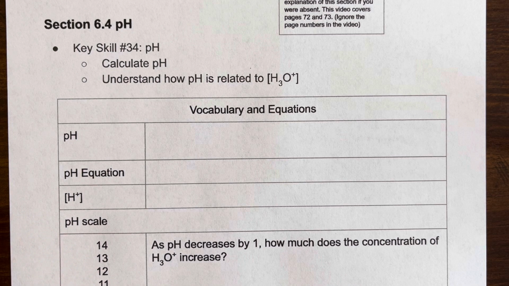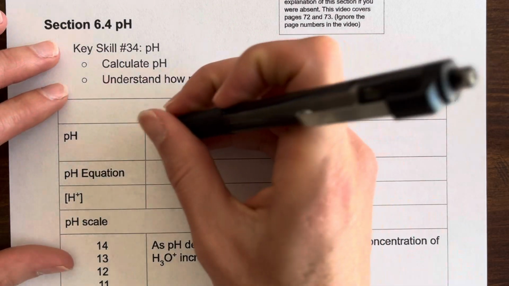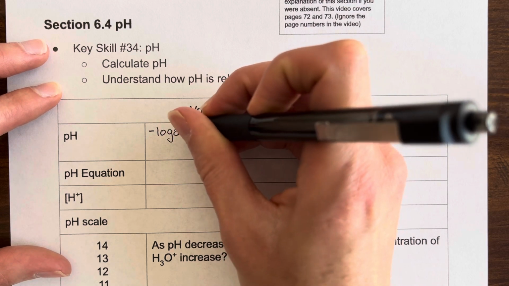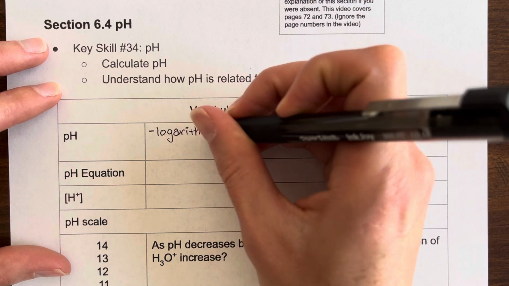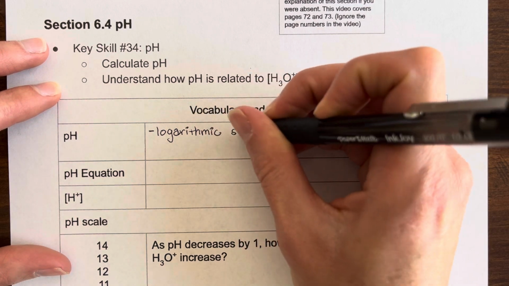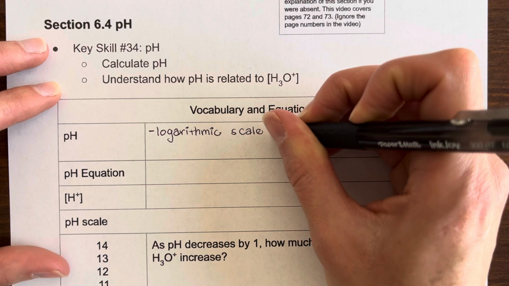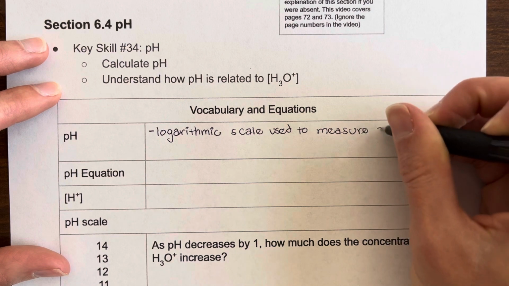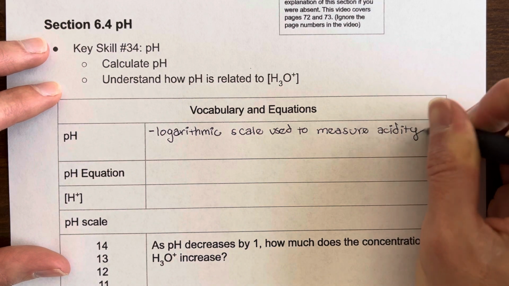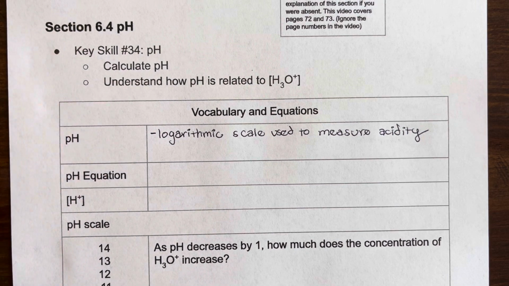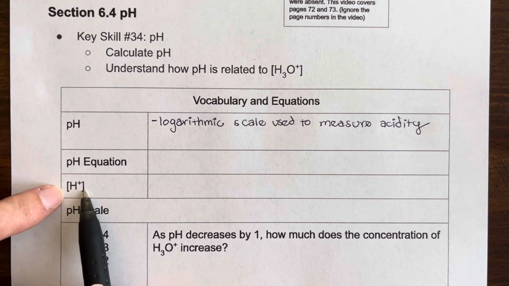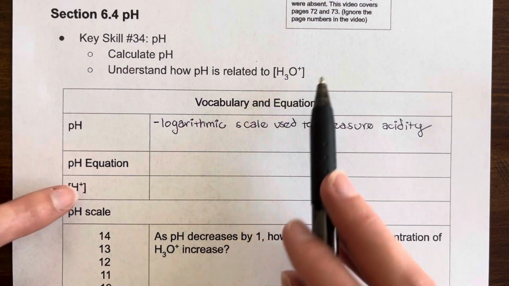You've probably heard about pH. pH is a scale that is used to measure acidity, and it is a logarithmic scale. So to calculate pH, you need to use logarithms. And we'll talk about that a little bit further on in this video. And the acidity of a solution depends on the concentration of hydrogen ion, H plus, or hydronium ion, H3O plus.